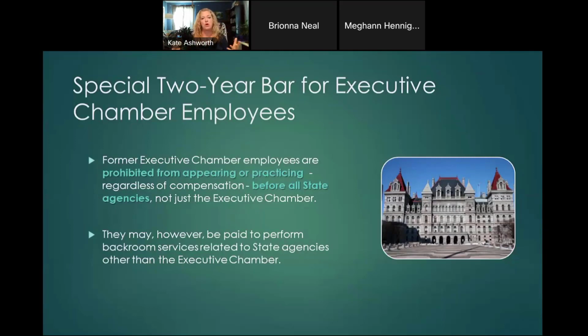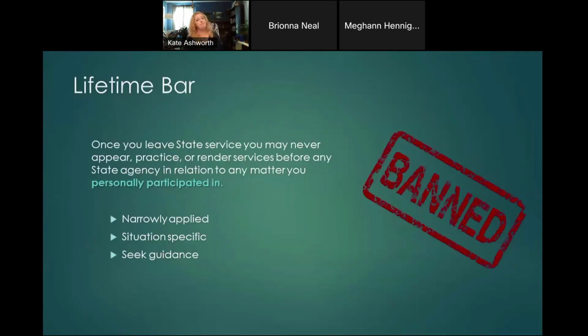They just have a more expansive prohibition because executive chamber employees could potentially be interacting with all agencies, so they can't appear or practice before any state agency, not just the chamber, but they have a little bit more latitude with jobs that allow them to do backroom services. So chamber employees definitely need to seek guidance for post-employment restrictions.